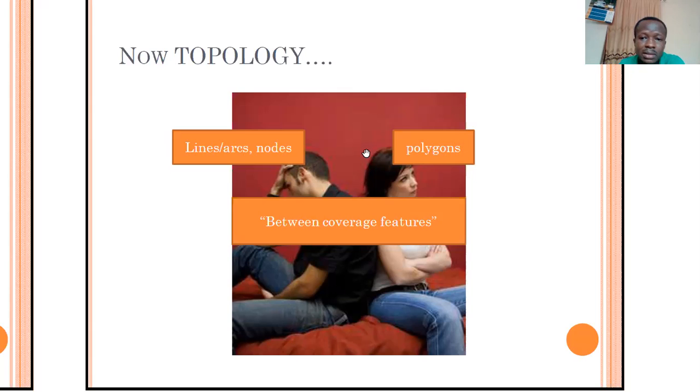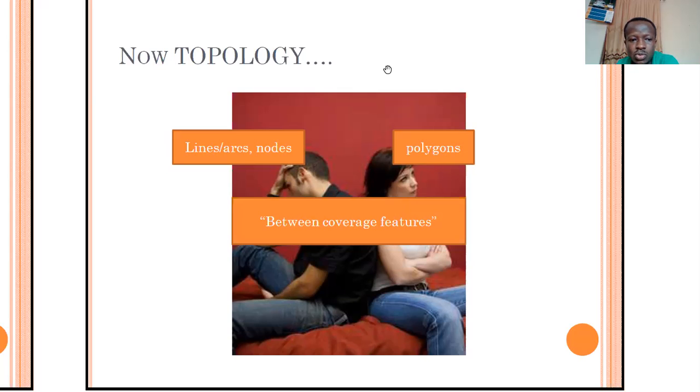Anyway, so features on the ground also have this same relationship that we have amongst ourselves as human beings. When we talk about geographic features, we're talking about buildings, roads, railways, all the stuff that we see around, all the objects within our environment.